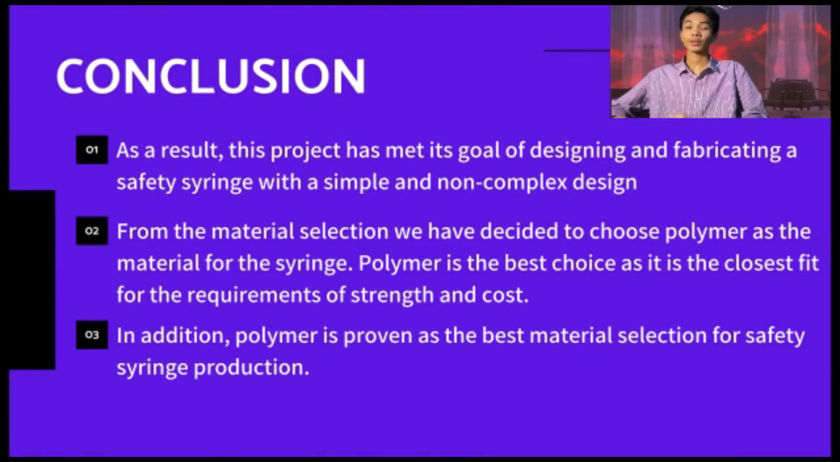So in conclusion, this project has met its goal of designing and fabricating a safety shrink with a simple and non-complex design. From the material selection, we have decided to choose polymer as the material for the shrink. Polymer is the best choice and it is the closest fit for the requirement of strength and cost. Last but not least, polymer is proven as the best material selection for safety shrink production.